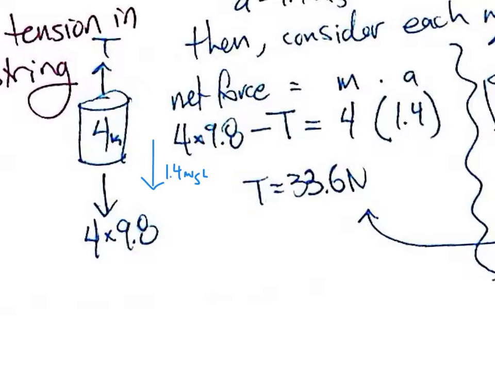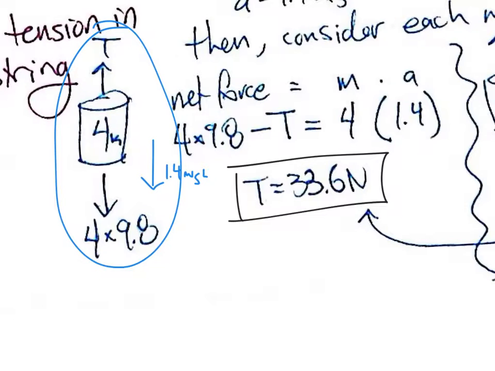So notice how the net force acting on this mass is downward minus upward. It is moving in the downward direction. So we have the downward force minus the upward force equals mass times acceleration, and solving gives us 33.6 newtons. So that is less than the weight. What is this? 39.2 newtons. So notice how the tension, the force upward, is less than the weight, and we get something that looks reasonable.